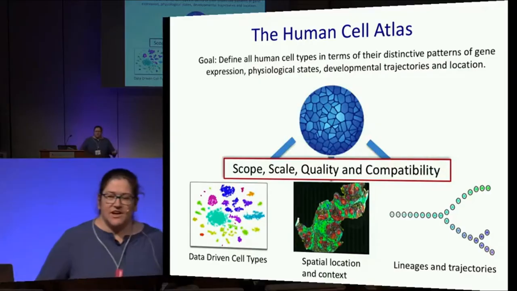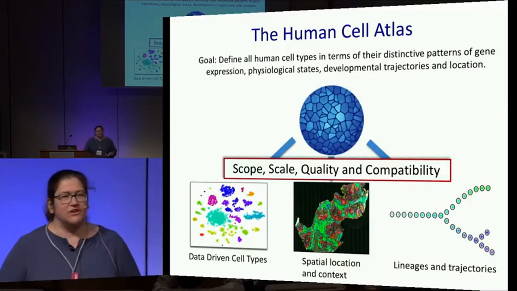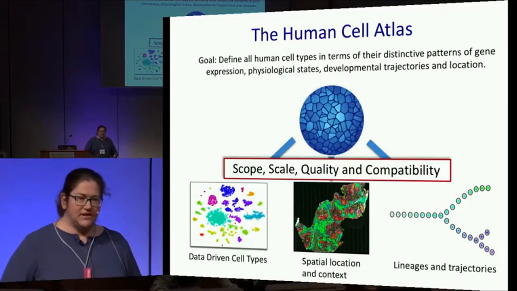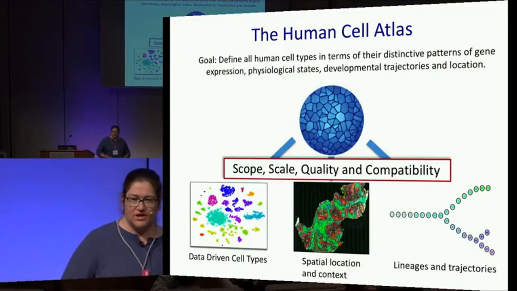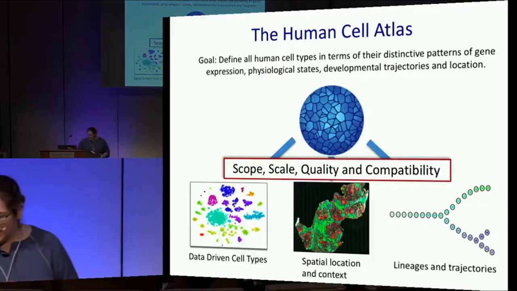Now, why do we come together? Why don't we all do it in each and every one's lab? Because as a community, we can reach a scope of doing the entire human. We can reach a scale, billions of cells, something that needs computational infrastructure that is certainly beyond what an academic lab can put together. Quality: by putting our minds together, we can really decide on best practices and, most important, compatibility and comparability. So what I collect in my lab and what each of you collect in each of your labs, and also outside in the world, can really be put in one reference frame, compared and learned. And that is the power of the Atlas.